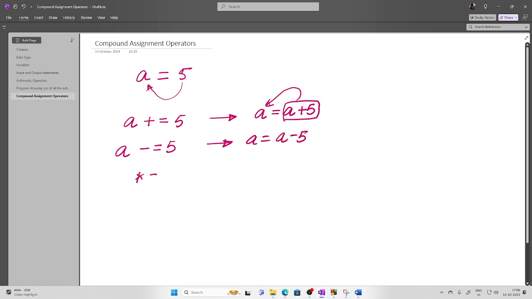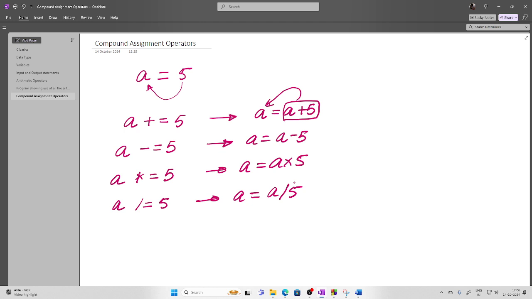Then there is star equal, that is multiplication. If I write a *= 5, this means a is assigned 5 times a. And if I say division equal, a /= 5, this means a is assigned a divided by 5, and so on. So these are called compound assignment operators.